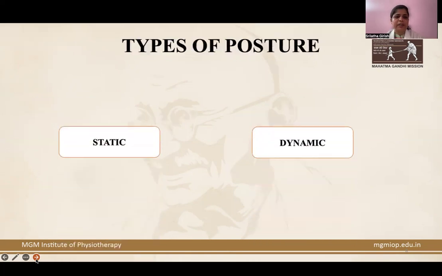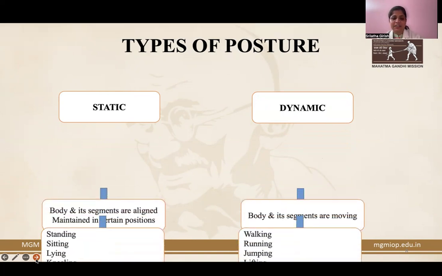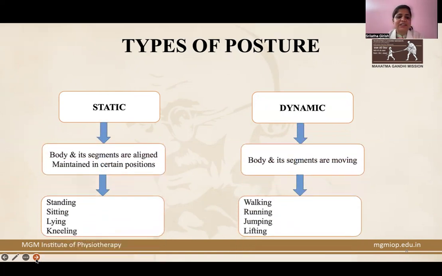Now, next we will be looking into the types of posture. Posture has been categorized into static and dynamic posture, as depicted over here. First, let's talk about static posture. Static posture is about how we hold our body when we are not actively doing anything, like when we stand, sit, or lie down. It's about the alignment of our body and its segments in a still position.